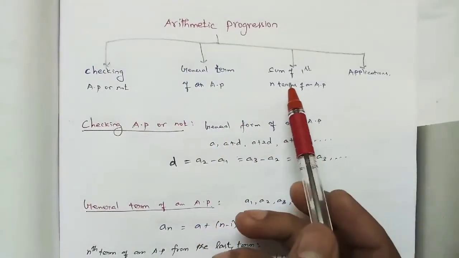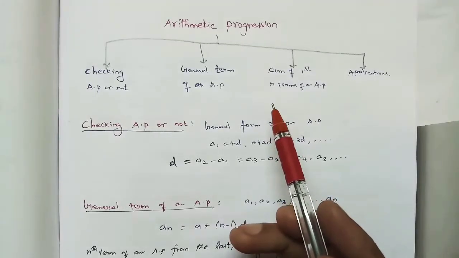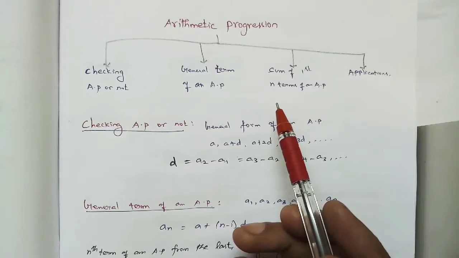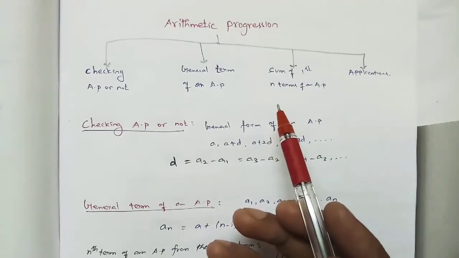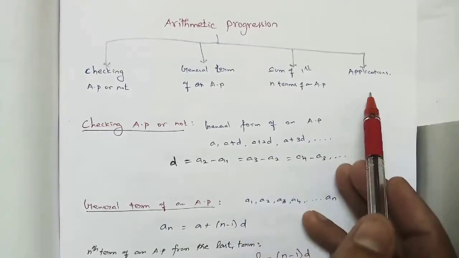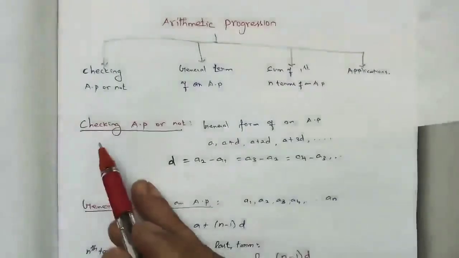The third concept is the sum of first n terms of an AP. So we are having an AP, and the sum of the first 10 terms we will find by using the formula. So, sum of first n terms of an AP, and the last one is the application of an AP. Applications of an AP.